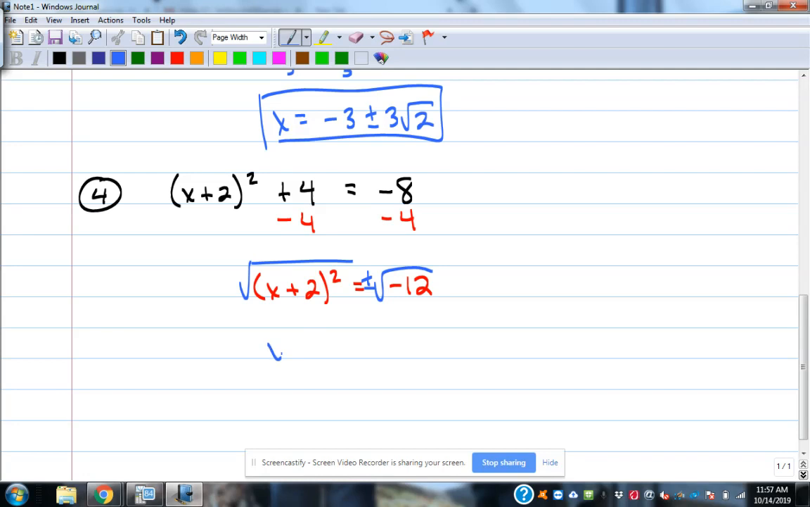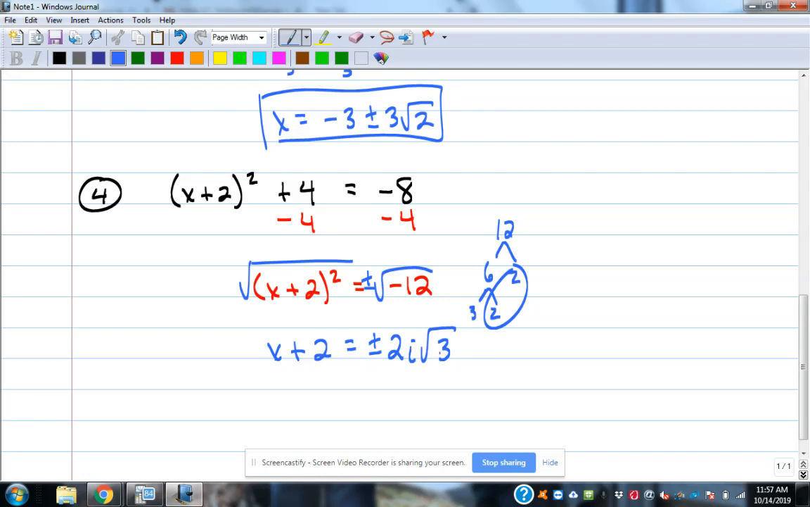So on the left side, that's the easy side. That's x plus 2. On the right-hand side, we've got a negative number underneath the square root. So what do we know comes out for sure? An i, and then maybe anything else. So we think about breaking down the 12. 6 and 2, 3 and 2. There's a pair of 2's. So that'd be plus or minus 2i square root of 3. So we got complex solutions for this one.